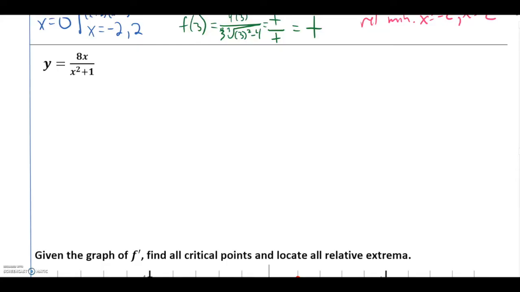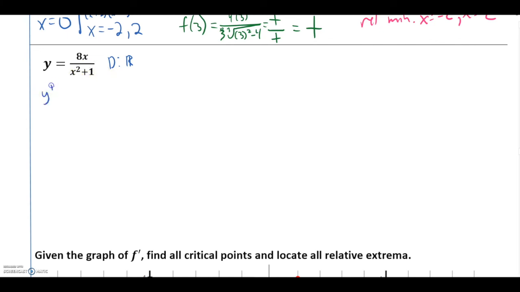And moving to our second of these type of problems, we have y equals 8x over x squared plus 1. Notice again on this one, our domain is all real numbers. This denominator can never equal 0, so we don't have to worry about any asymptotes or discontinuities.